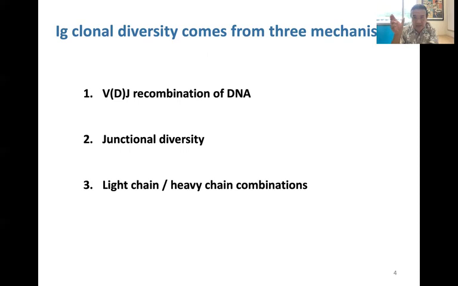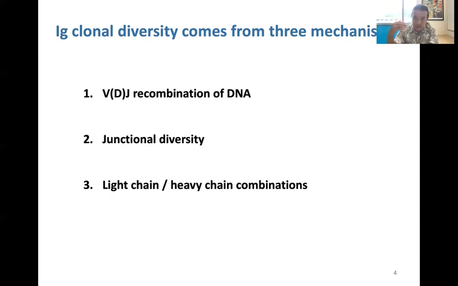So that mechanism cannot explain being able to have hundreds of millions of different B cells with hundreds of millions of different unique Ig shapes. So it's got to be more complicated than that. And so this mechanism is a fascinating mechanism. Chances are you have not heard of this before. The first time I learned about this, it really blew my mind.